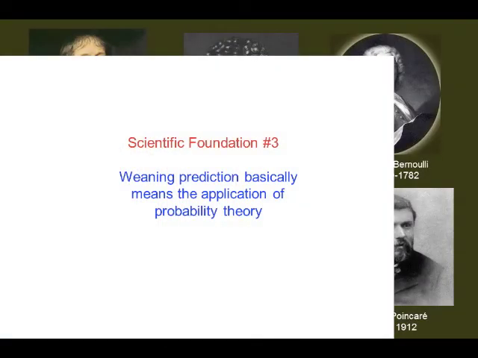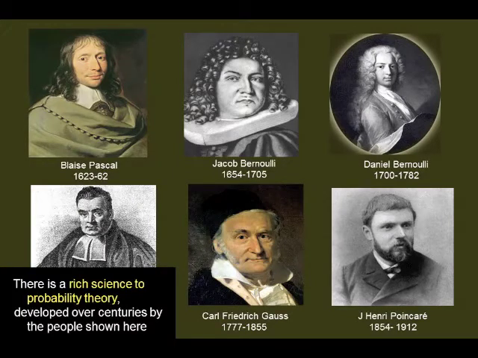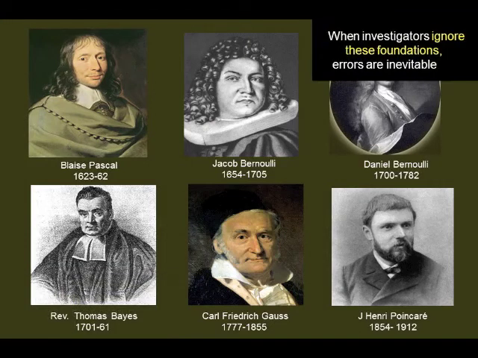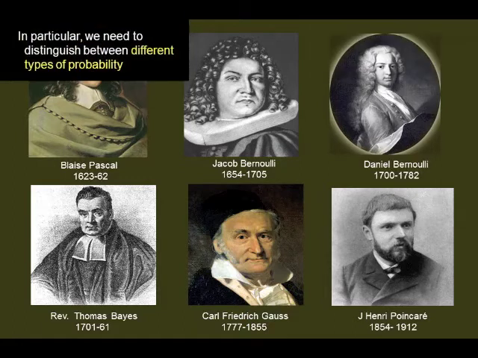The third scientific foundation is to recognize that weaning prediction basically means the application of probability theory. There is a rich science in probability theory developed over centuries by the people shown here on this slide. So when a task force ignores these foundations, errors are inevitable. In particular, we need to distinguish between different types of probability.